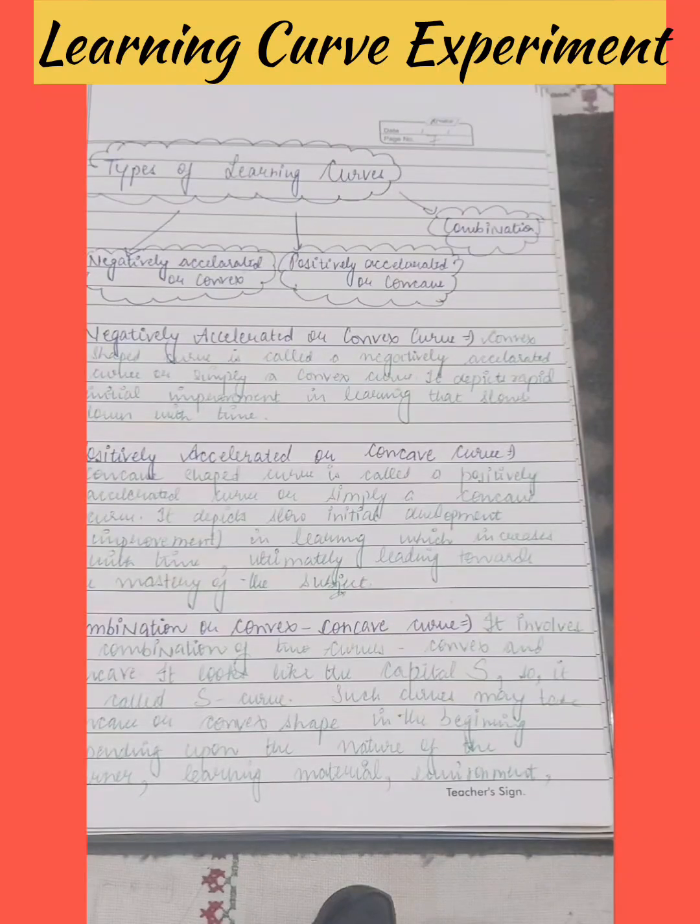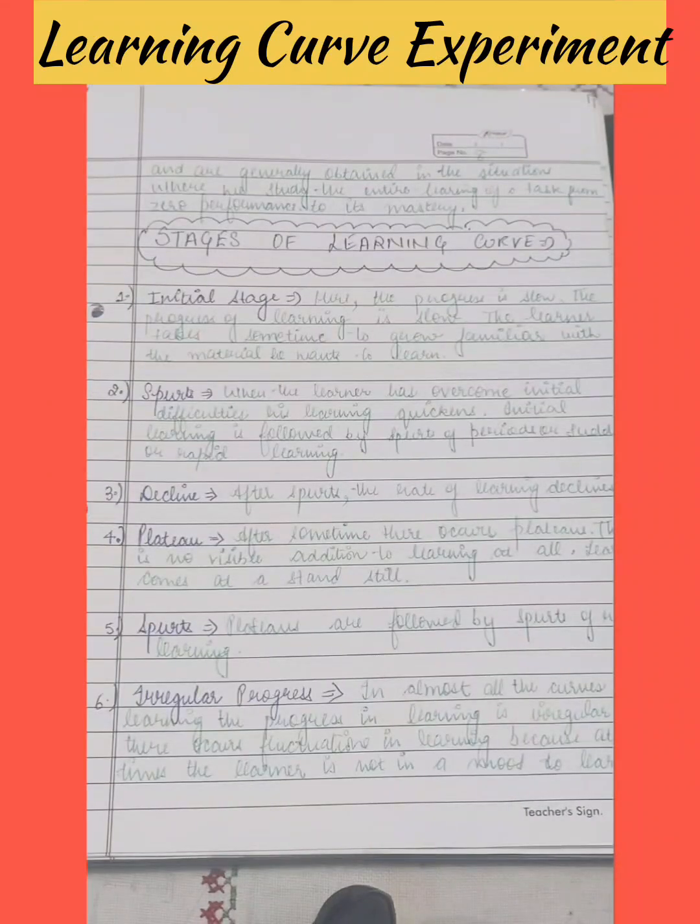The negatively accelerated curve shows the initial improvement in the learning that slows down with time. The positively accelerated curve depicts the initial improvement in learning which increases with time. Ultimately, it will lead to the mastery of the subject. And the combination, that is convex and concave curve, involves a combination of both, and it looks like a capital S, which is also known as the S curve. So these are the types of the learning curve.